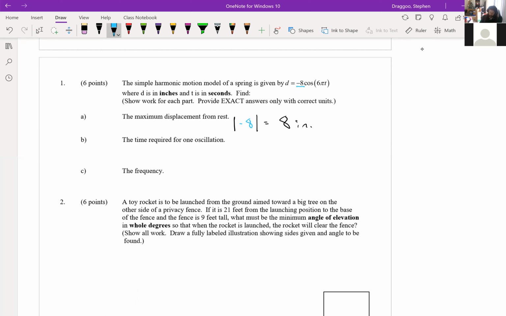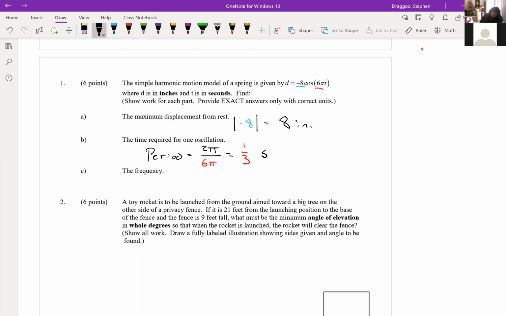And the time required for one oscillation is basically asking for the period. Period, of course, is 2 pi over b. So 2 pi over 6 pi, which again, we can pull right from that equation. 2 pi over 6 pi is going to simplify to 1/3, and that'll be in seconds. So 1/3 of a second is the time required for one oscillation.